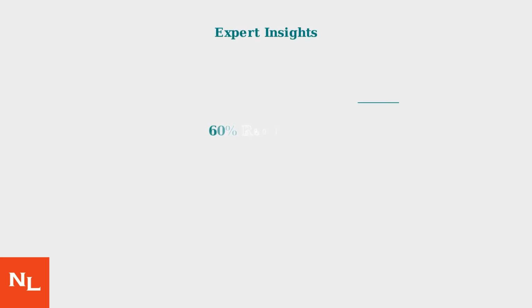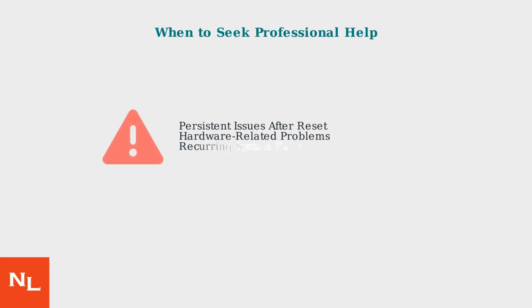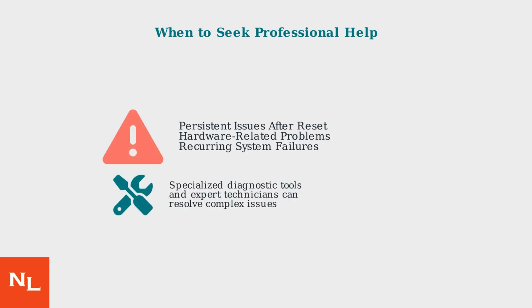According to automotive electronics experts, regular maintenance and updates are crucial for system reliability. GMC's proactive diagnostic monitoring has achieved impressive results. If problems persist after trying these troubleshooting steps, professional diagnosis may be necessary. Modern GMC infotainment systems are complex computers that sometimes require specialized tools and expertise.